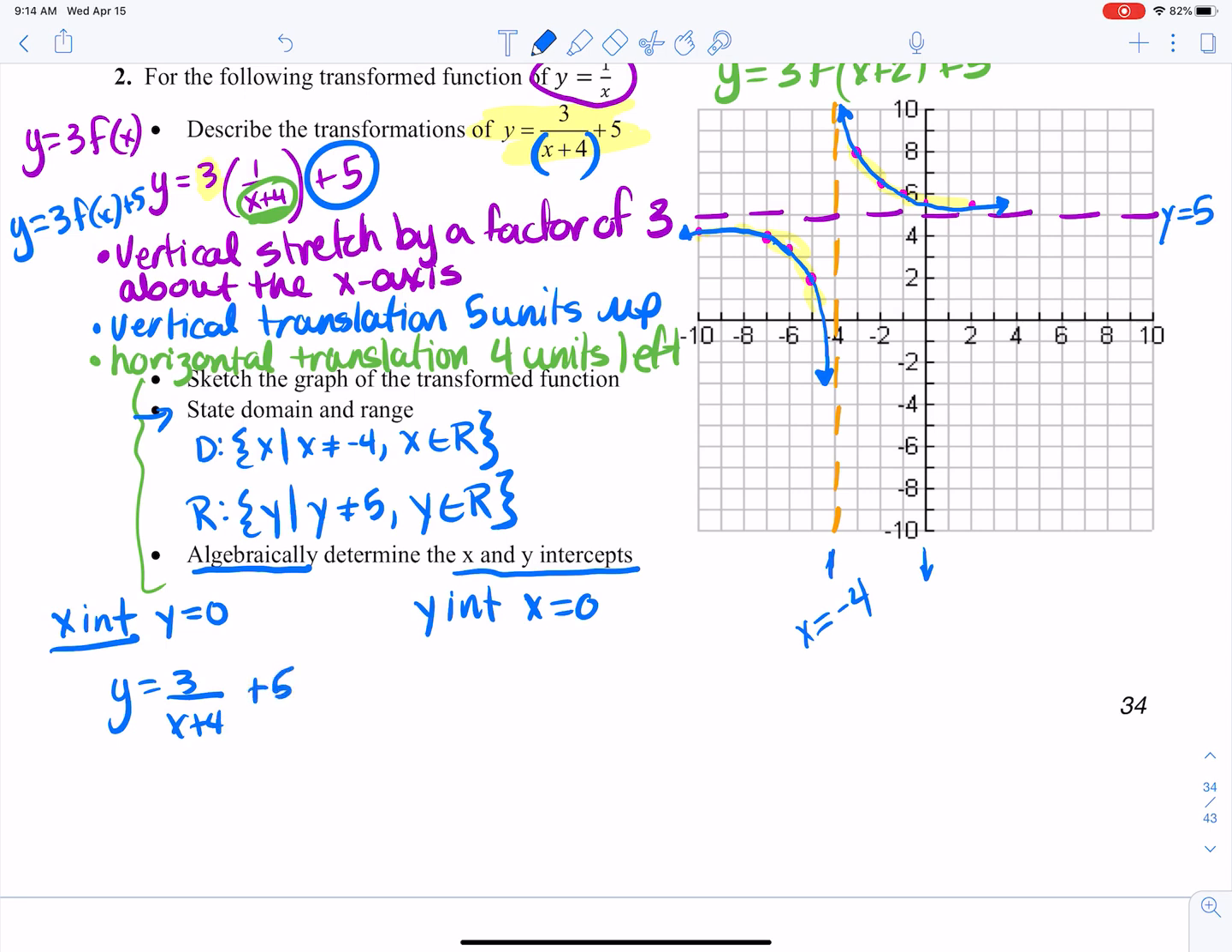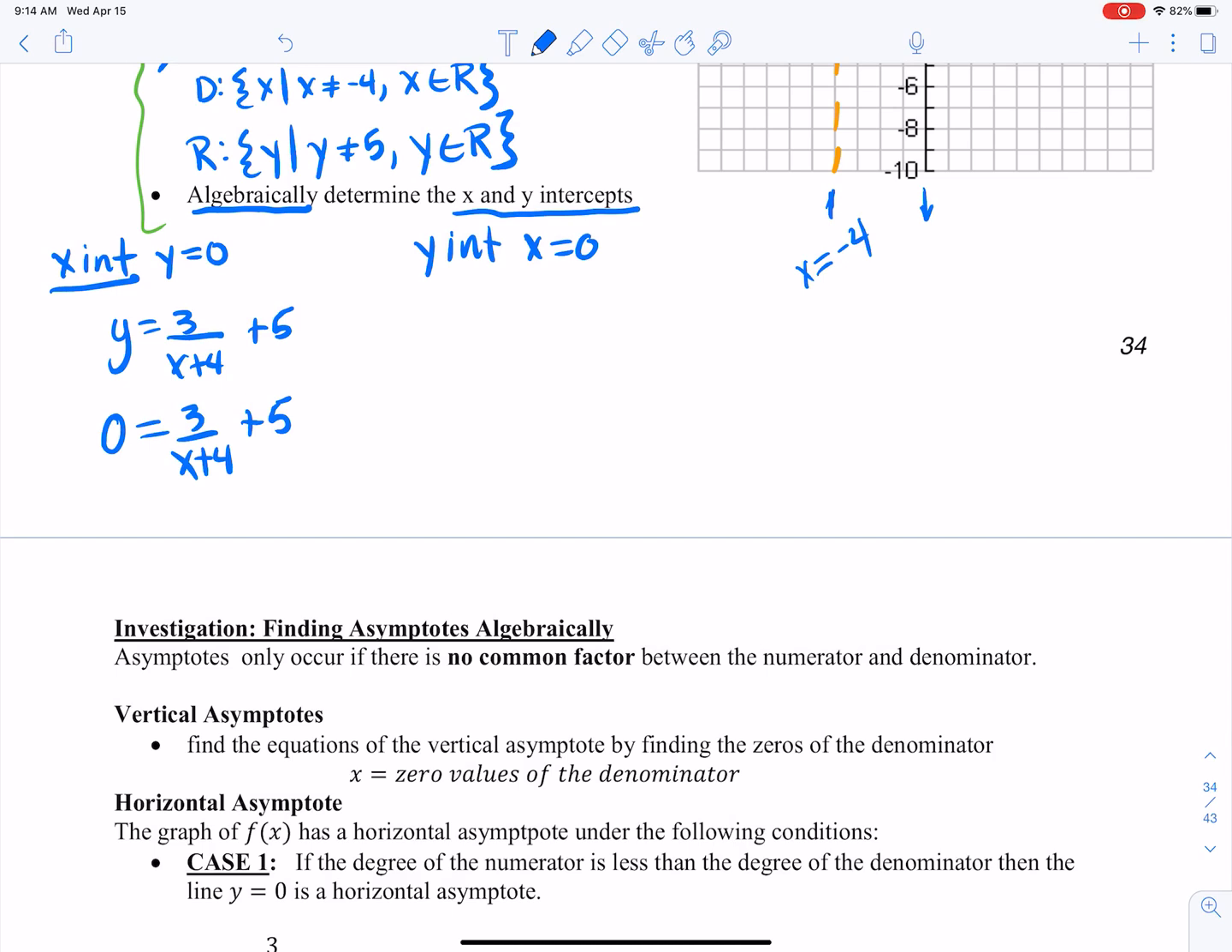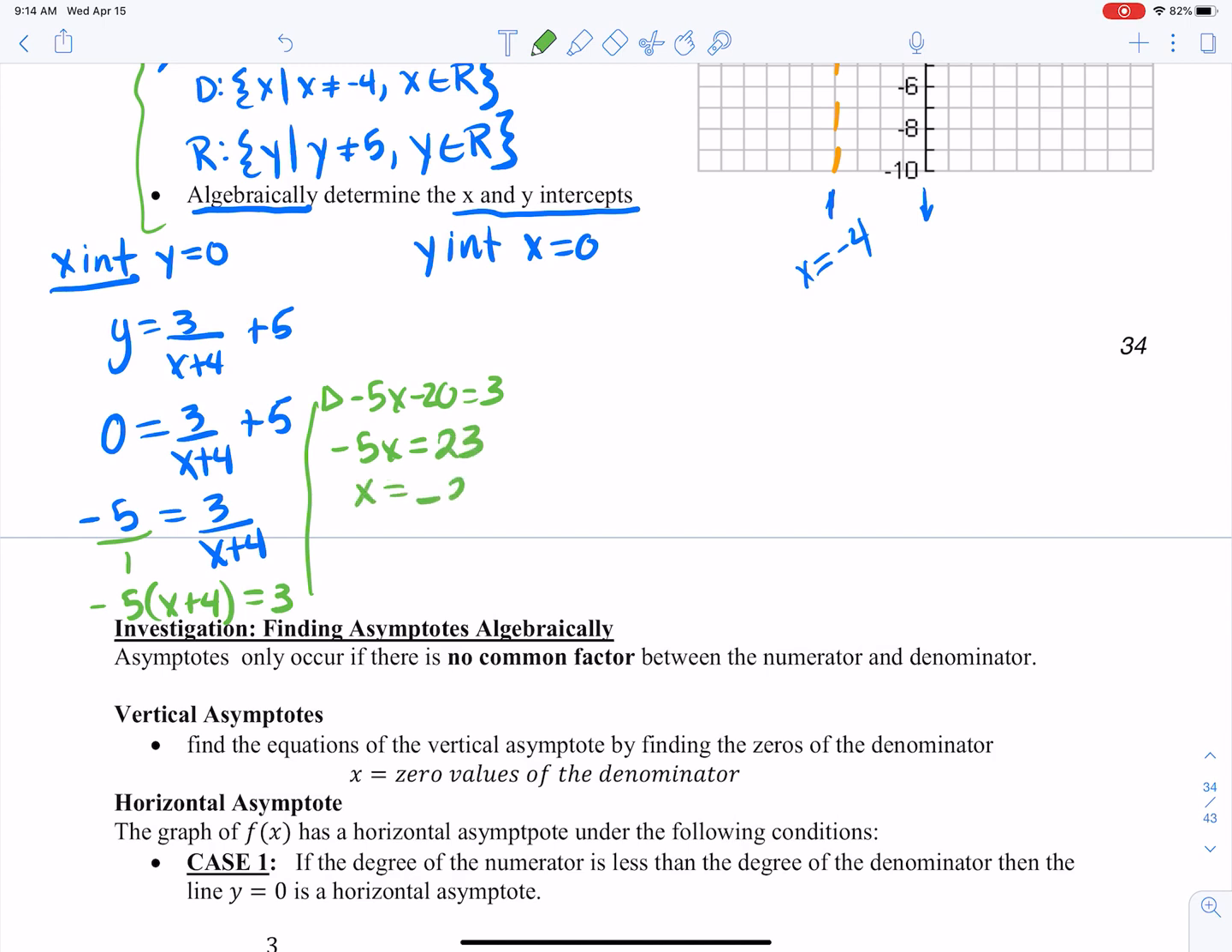My first step is going to be to set y equal to 0. And at this point, you can either multiply both sides by x plus 4 or cross multiply, whatever you like. So there we have our x-intercept.